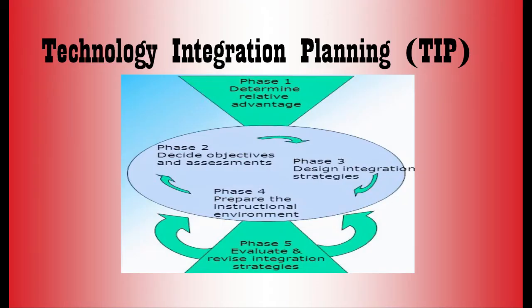Let's come to the Technology Integration Planning, or the TIP. TIP consists of 5 phases. Phase 1 is to determine relative advantage. Phase 2, decide objectives and assessments. Phase 3, design integration strategies. Phase 4, prepare the instructional environment. And Phase 5, evaluate and revise integration strategies.